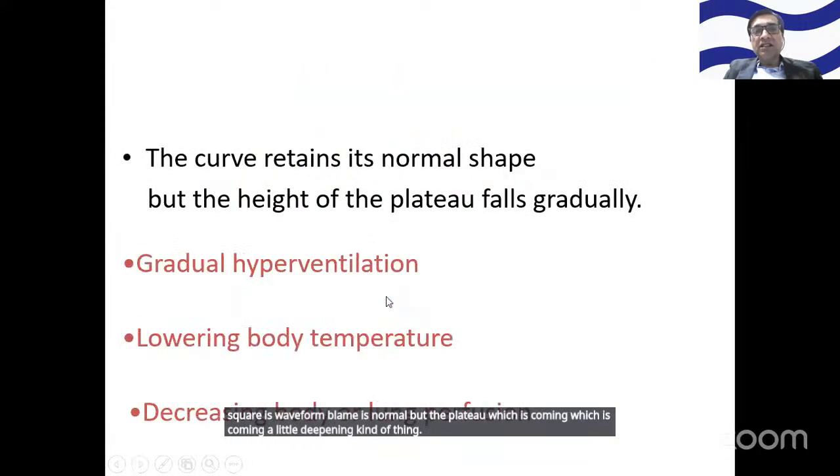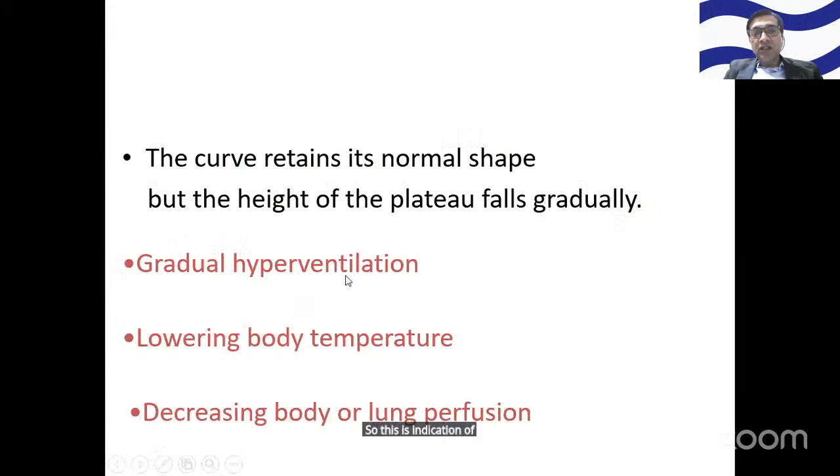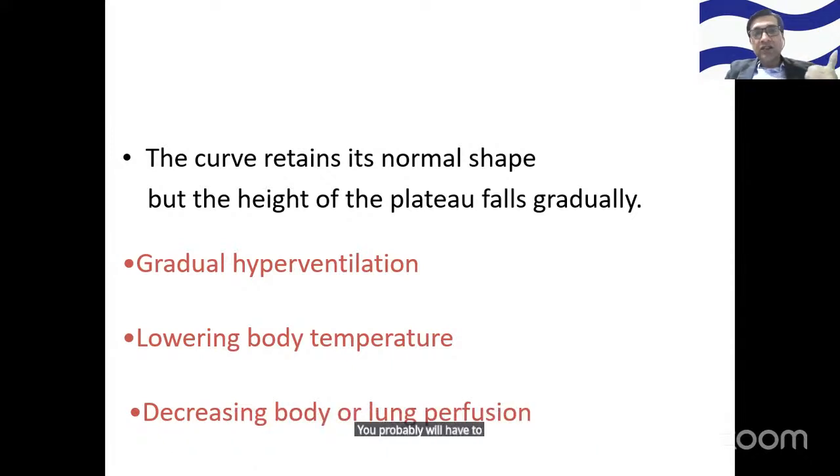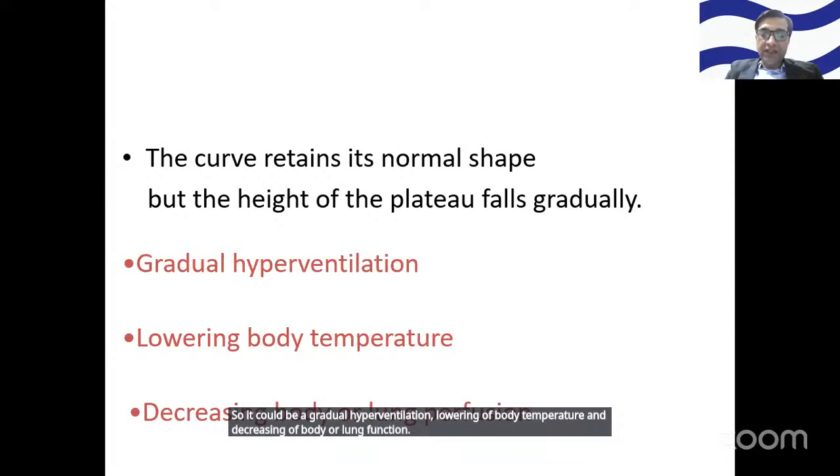So this is an indication of gradual hyperventilation which is happening with the patient, or there is a lowering of body temperature which is happening to this patient, or it could be a decreasing body or lung perfusion. Again, it's not a very alarming scenario, but yes, you probably will have some time to work on it. So it could be a gradual hyperventilation, lowering of body temperature, and decreasing of body or lung perfusion, right?